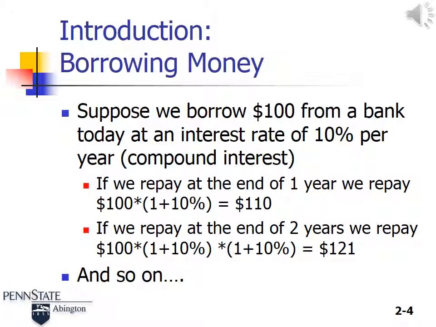So looking at this, it kind of gives you a feel that there is some value attached to money depending on when in time it occurs. In other words, if you pay the bank at the end of 1 year, you have to pay it $110. If you pay it at the end of 2 years, you have to pay it $121. If you repay at the end of 3 years, it's going to be even more than that.